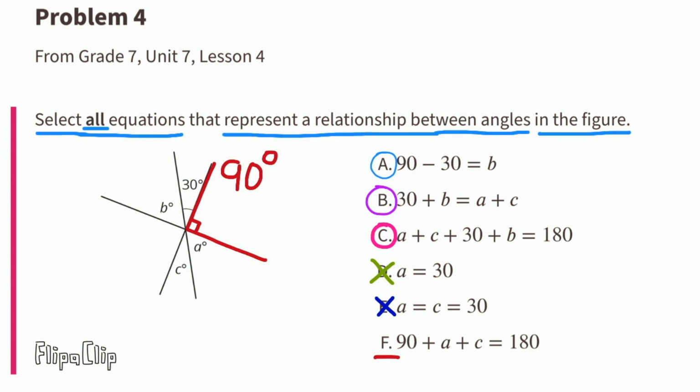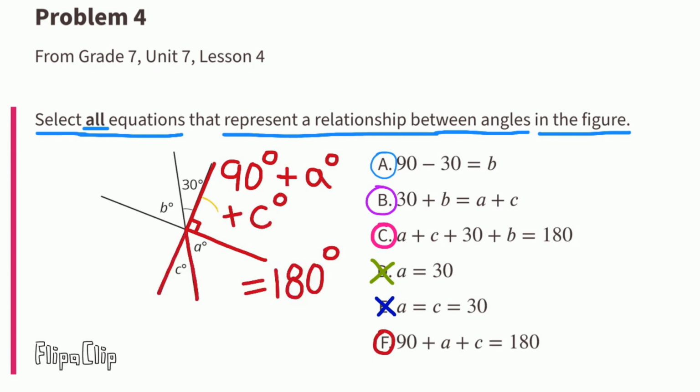F. 90 plus A plus C equals 180. Well, that's true because angle A plus angle C equals 90 degrees, and 90 degrees plus 90 degrees equals 180 degrees. So I would select F.